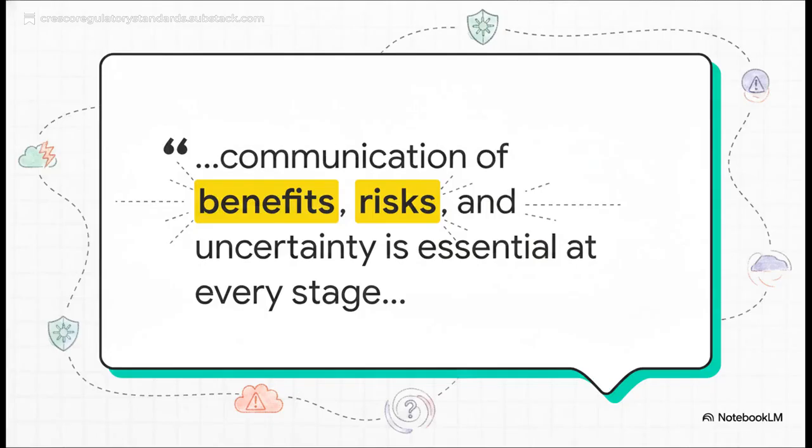This next principle from the guidance is particularly striking. It focuses on a core trio: benefits, risks, and uncertainty. And this balance has to be maintained continuously at every single stage of the device's life cycle. You don't just wait to communicate when there's a total disaster. You communicate the benefits, you communicate the known risks, and crucially, you communicate what you don't know yet. That's the uncertainty. This continuous open transparency is really what builds lasting public trust.